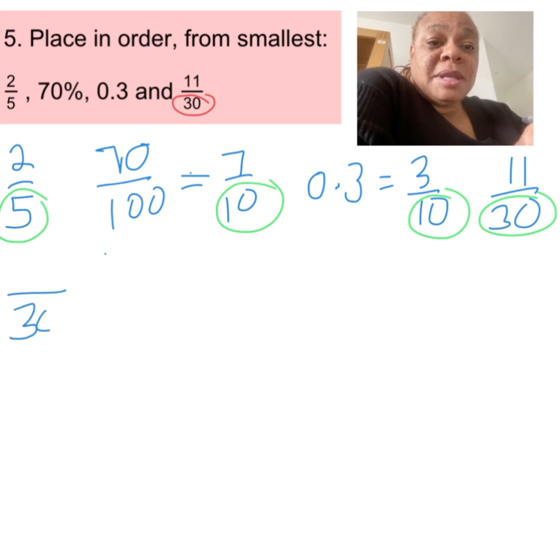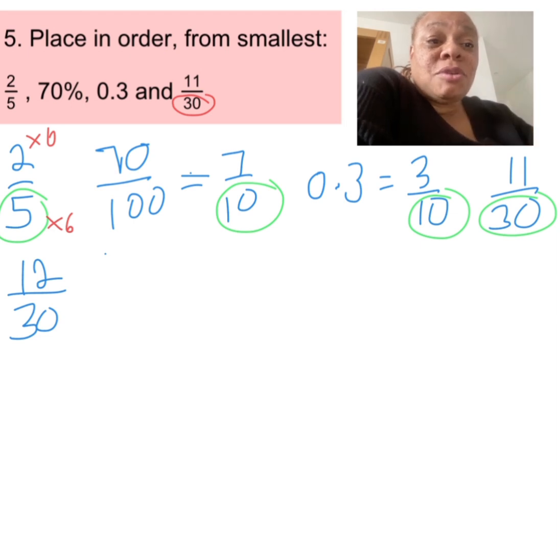2/5, I want to make the denominator 30. What do I do to 5? So I change the denominator from 5 to 30. How do you change from 5 to 30? What you do is you multiply 5 by 6, and that gives you 30. So you're going to do the same thing with the numerator. Multiply the numerator by 6 as well, and that will give you 12. All right, so 2/5 is the same thing as 12 over 30.